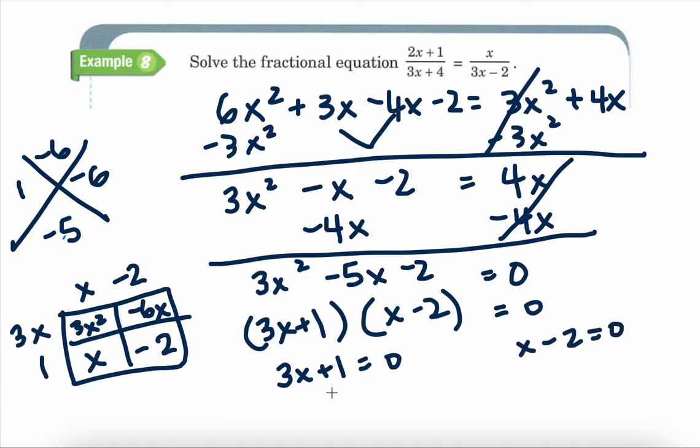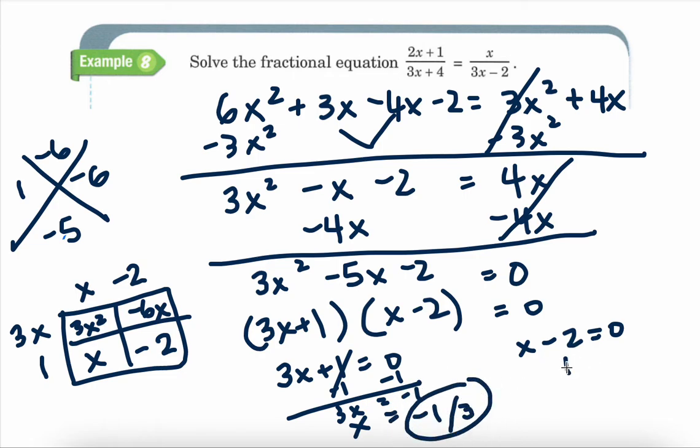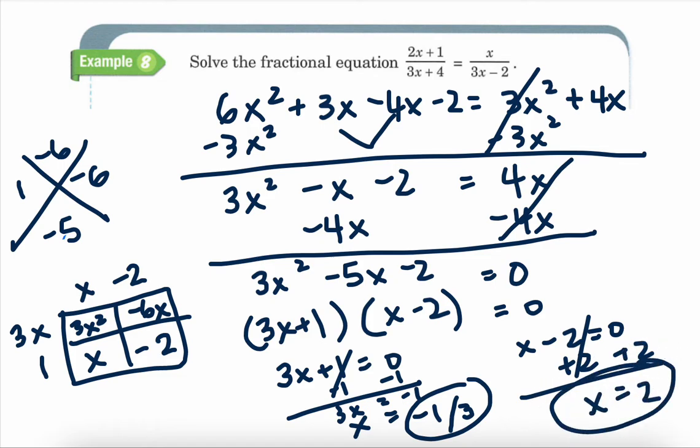Okay, so I end up with x equals negative 1 over 3, and x equals 2 as my answers. That's how you solve a fractional equation. So all the stuff that you've done before, but you first have to get rid of the fractions.